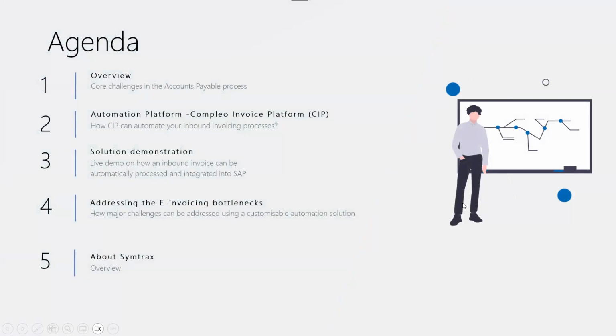Coming to the agenda, I will start with an overview where I will explain the core challenges in the accounts payable process. Then I will explain how these challenges can be addressed using an automation solution. Then we'll go for a solution demonstration where Ulysses will join us and run a live demo on how an inbound invoice can be automatically processed and integrated into your SAP. Then I will highlight some of our key solution offerings and vet them against the core challenges that I'll be covering in slide one.